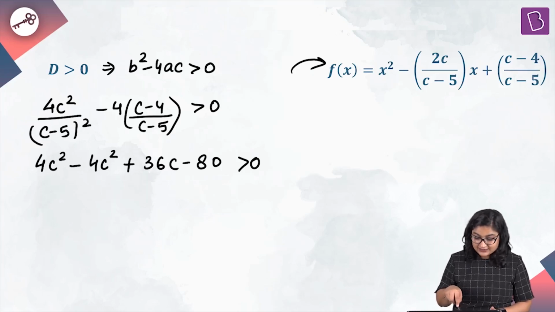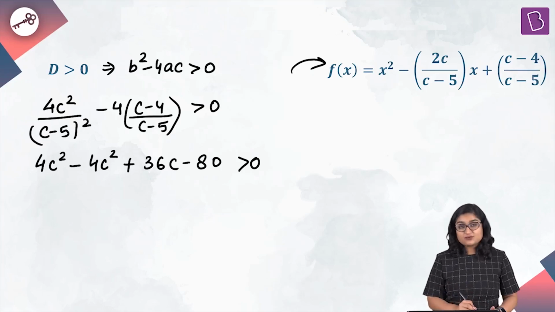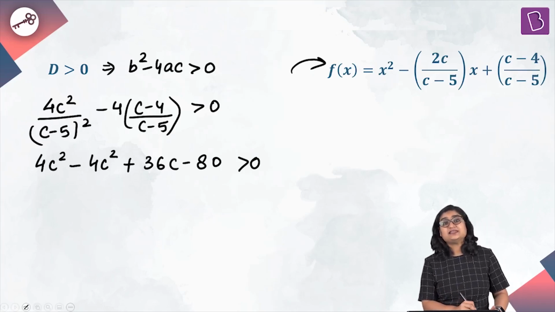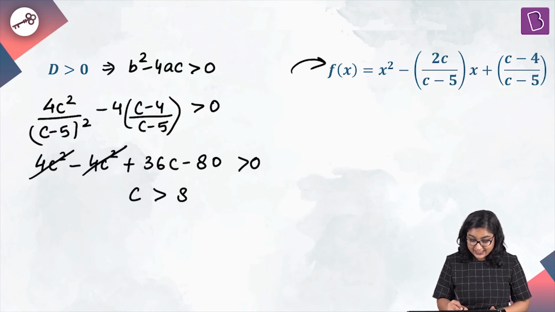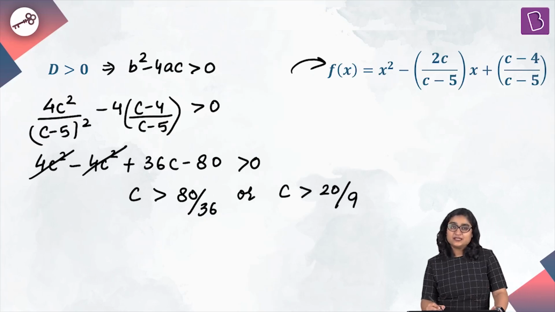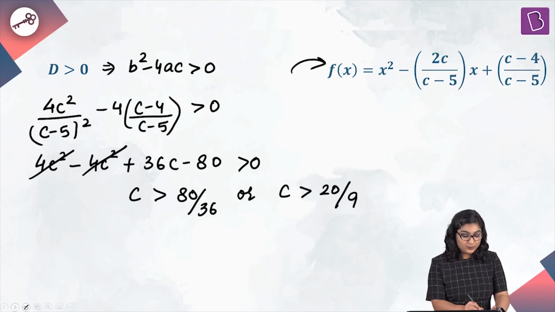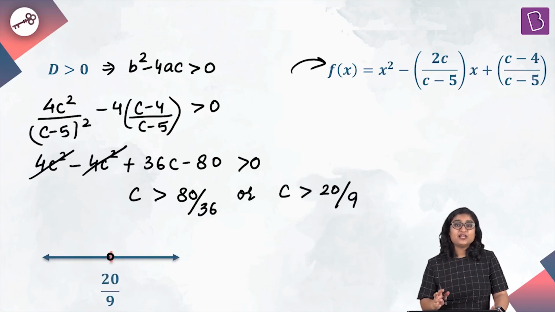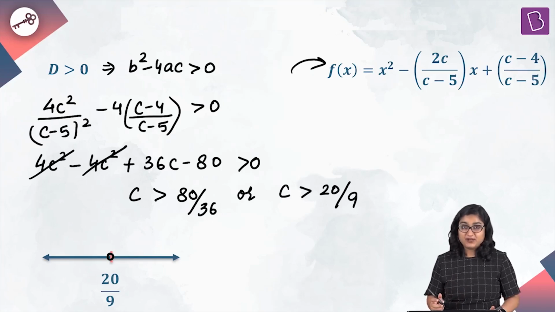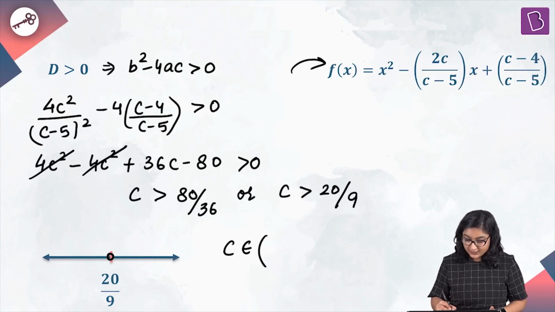And the final thing that we will get is 4c square minus 4c square plus 36c minus 80 is greater than 0. Now these two terms will cancel each other and we will get c is greater than 80 by 36, or we can say that c is greater than 20 by 9. We have only one critical point, 20 by 9, which is also not included. And the region that we are looking for is C greater than 20 by 9. So we can say C belongs to the interval 20 by 9 to infinity.